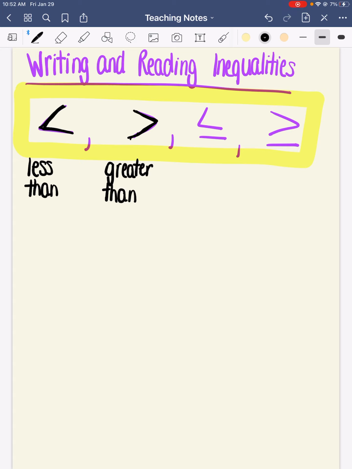These next two are just slightly different because of this line underneath them. That line underneath them stands for equal to. So this first one is going to be less than or equal to. And then the next one is going to be greater than or equal to.